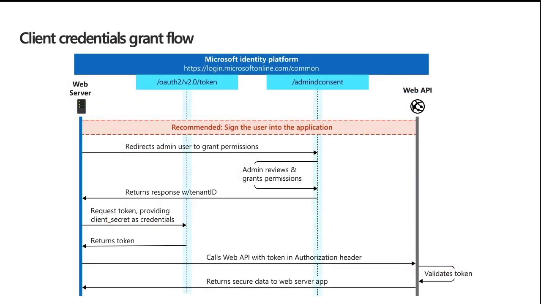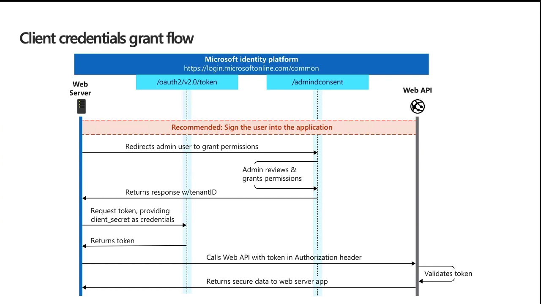Now, daemon apps implement the OAuth 2 client credentials grant flow to obtain an access token from Microsoft Identity. This flow permits a confidential client to use its own credentials to authenticate the app when calling an API. Your application can acquire a token to call a web API on behalf of itself, not on behalf of a user. And this scenario is useful for daemon applications.